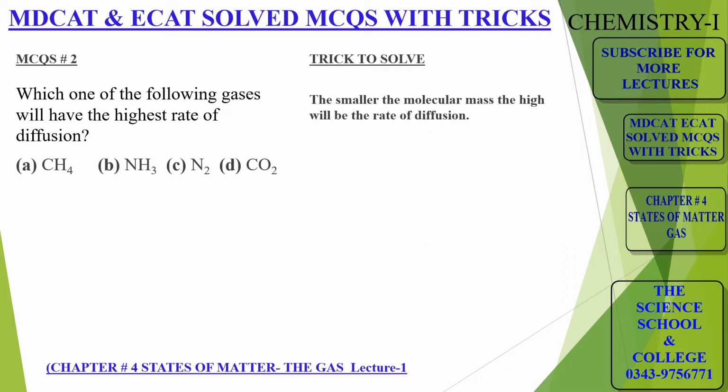Molecular mass of CH4 is 16 amu. Molecular mass of NH3 is 17 amu. Molecular mass of N2 is 28 amu. And molecular mass of CO2 is 44 amu. So the correct option is CH4 because the molecular mass of CH4 is the smallest of all these gases.